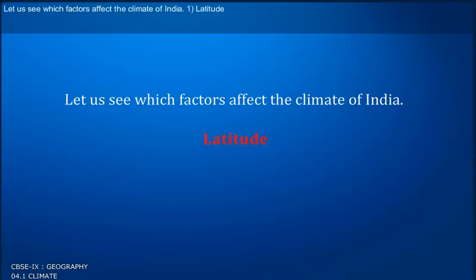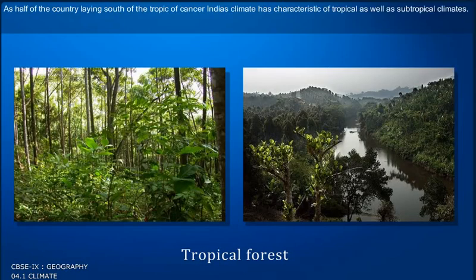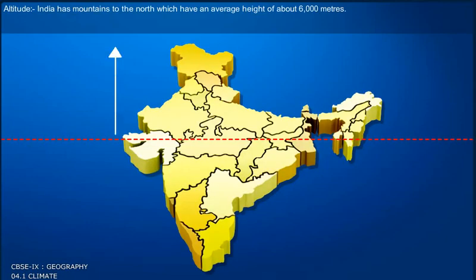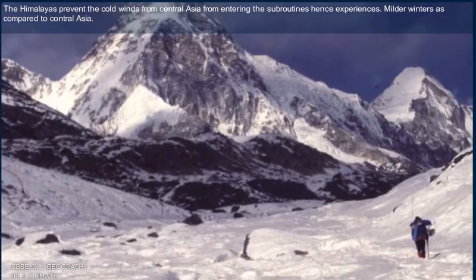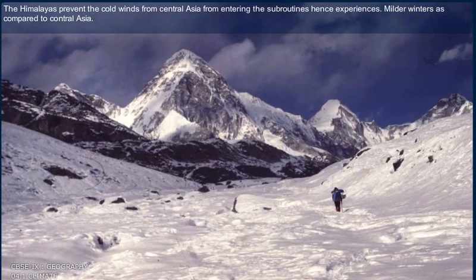Let us see which factors affect the climate of India. Latitude. The Tropic of Cancer passes through the country from Rann of Kutch to Mizoram. As half of the country is lying south of the Tropic of Cancer, India's climate has characteristics of tropical as well as subtropical climates. Altitude. India has mountains to the north which have an average height of 6,000 meters. The Himalayas prevent the cold winds from Central Asia from entering the subcontinent, hence it experiences milder winters as compared to Central Asia.